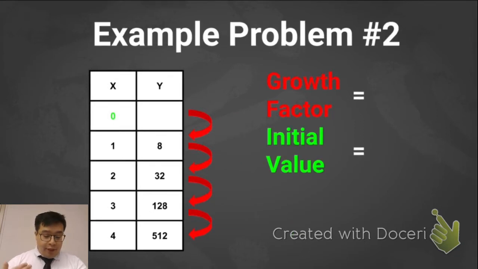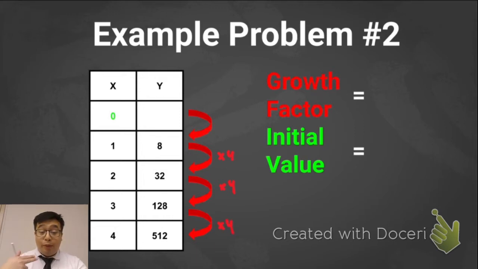Okay, here, before we figure out the initial value, we need to figure out the growth factor. So what multiplying pattern will move from 8 to 32, from 32 to 128, and from 128 to 512? What should the multiplying pattern be? In this example, it's going to be times 4, because 8 times 4 is 32, 32 times 4 is 128, and 128 times 4 is 512.